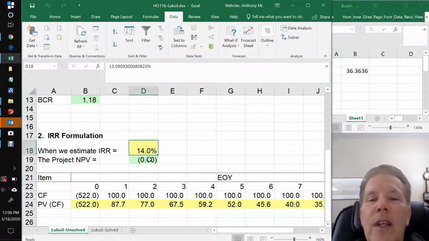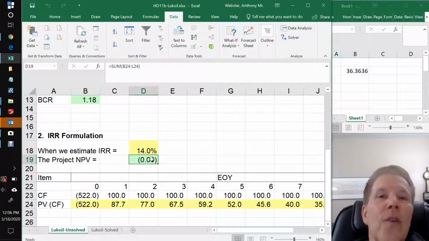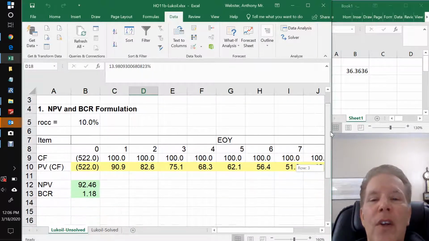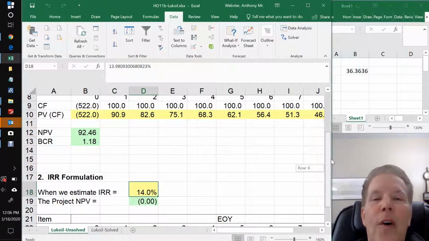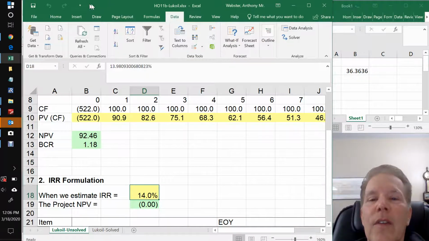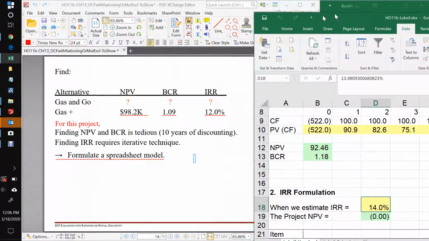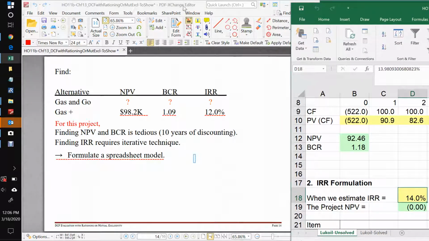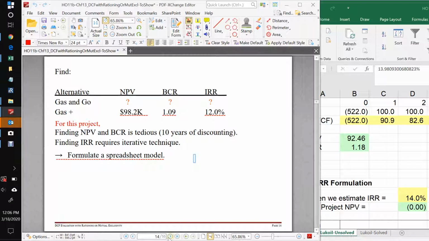So what you can see is if we say that the IRR is 14%, then it makes it really true that the project NPV is 0. So that's the right answer, okay? So now I have my answers for the gas and go alternative for all three here. So let's just slide this over like that so we can see them all. And you can't see me anymore, but that's fine. And let's fill in these numbers here.